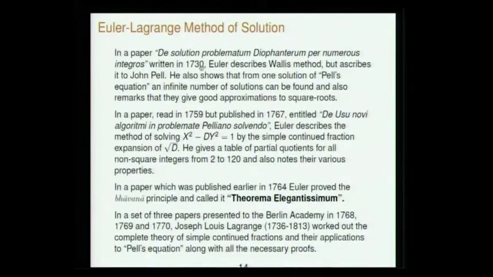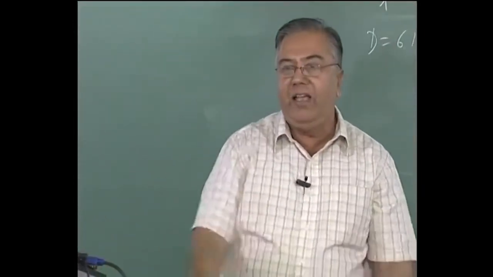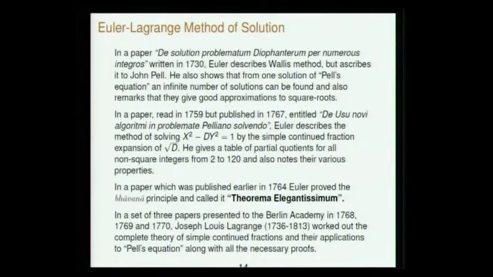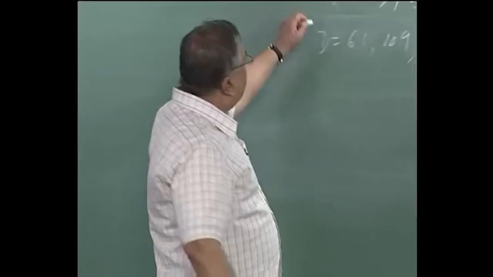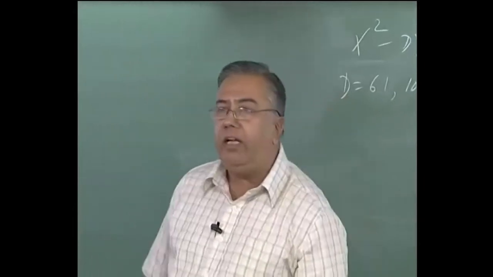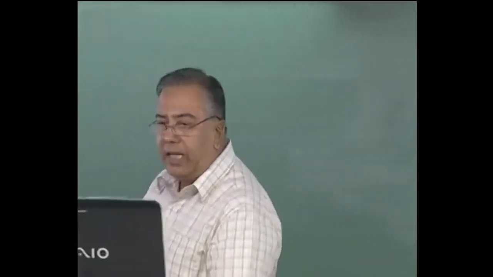Now Euler in 1730 starts again his journey into the same equation. It's like Kuttaka, starting from larger numbers, coming down to smaller numbers. Kuttaka is the standard method of descent. Euler in 1730 describes Wallis's method and ascribes it to John Pell. And so, the naming of this equation as Pell's equation is due to Euler. Euler wrote a famous book on algebra, where he called it Pell's equation, and that name has stuck.